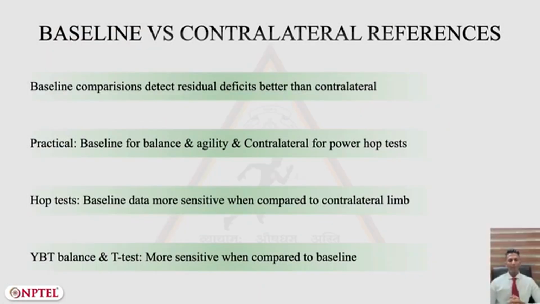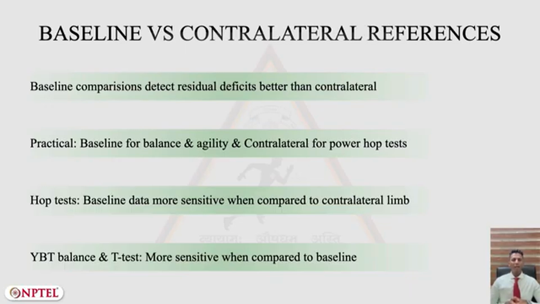Few controversies exist between baseline versus contralateral comparisons. A key issue is whether to compare the result with baseline pre-injury levels or with the contralateral limb. Baseline comparison detects residual deficits more accurately because the contralateral limb may also be deconditioned after surgery. For hop tests, contralateral comparisons are often practical, but baseline data remain more sensitive.